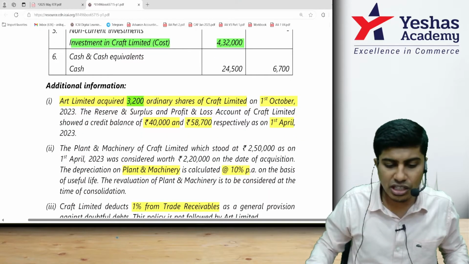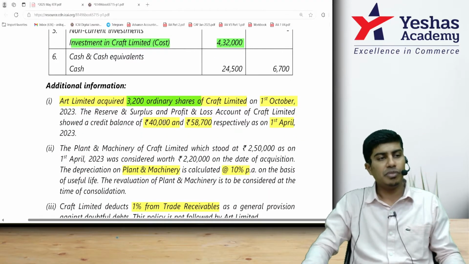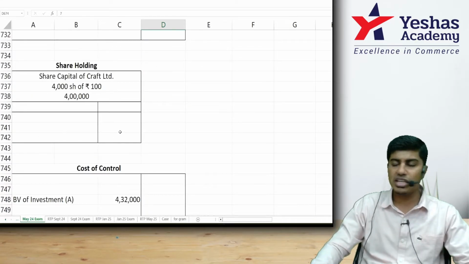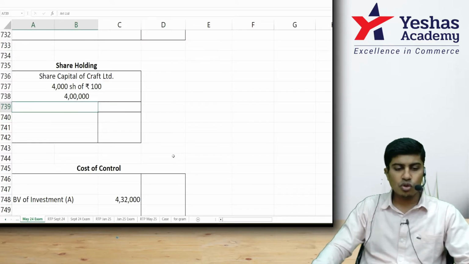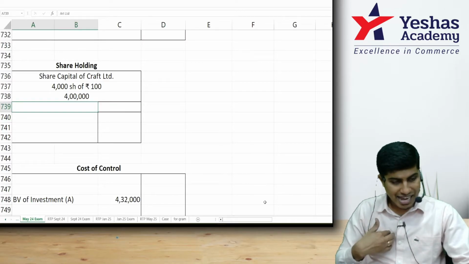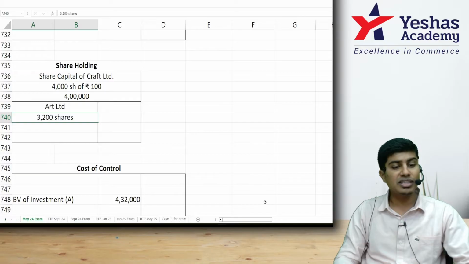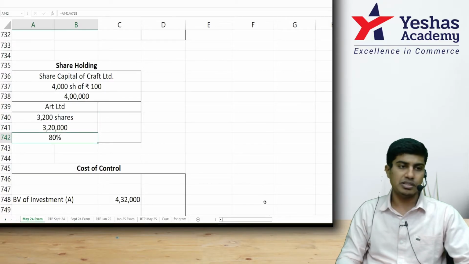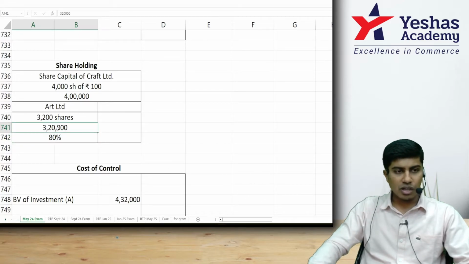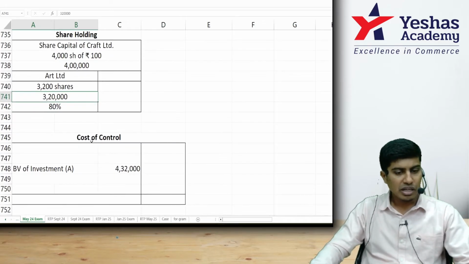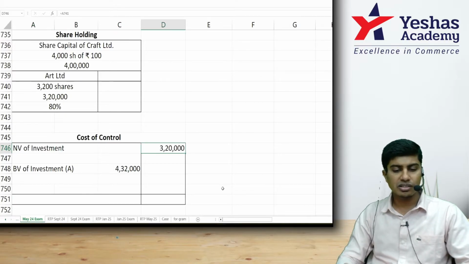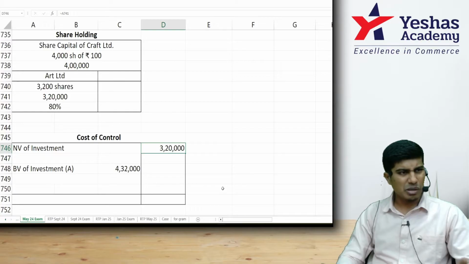Art Limited acquired 3,200 ordinary shares of Craft Limited. We had written here the share holding of C Limited or Craft Limited. In this, 4,000 shares of 100 is 4 lakh. I, Art Limited, own how much? 3,200 shares, which comes to 3,20,000, which is 80%. This 3,20,000 that I own is the nominal value of investments. I'll take it to cost of control. I'll write nominal value of investment. How much is it? 3,20,000. There is no adjustment, bonus issue or anything. So it's obviously in the outer column.